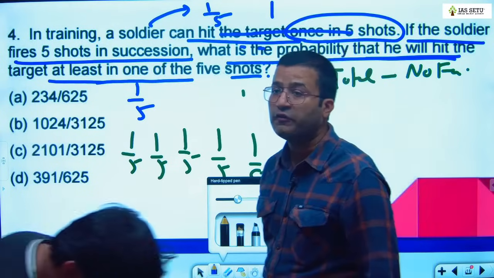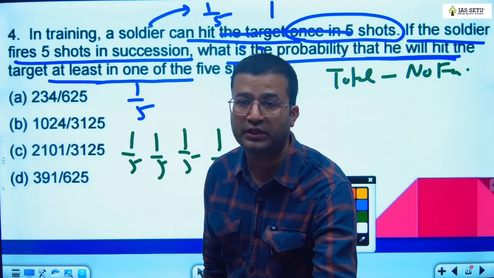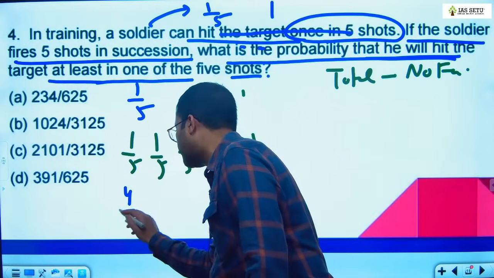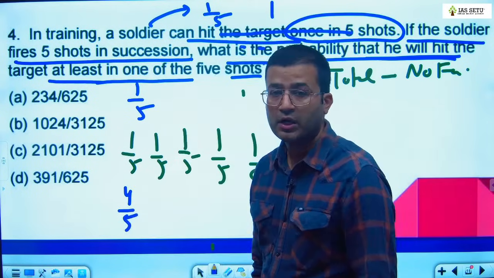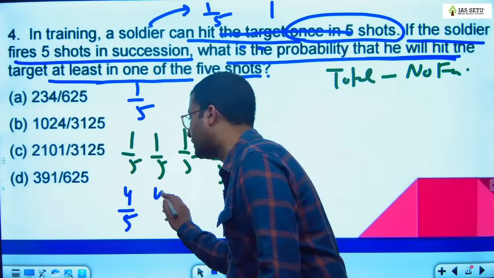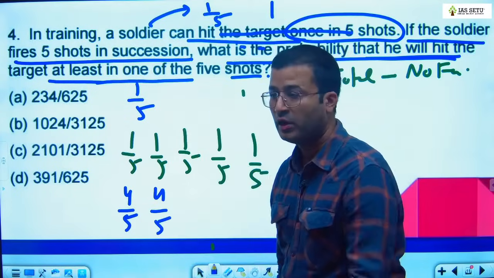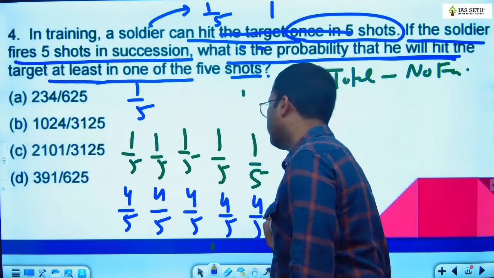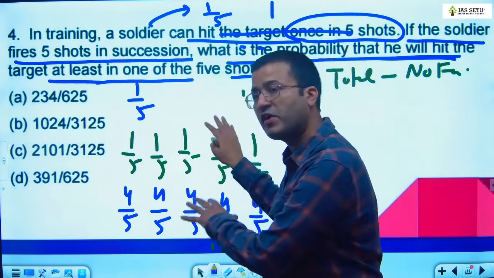So now here, first candidate gets selected, probability is 1 by 5. First candidate not getting selected, probability is 4 by 5. Second candidate not getting selected, probability is 4 by 5. Third candidate 4 by 5. Fourth 4 by 5. Fifth 4 by 5.